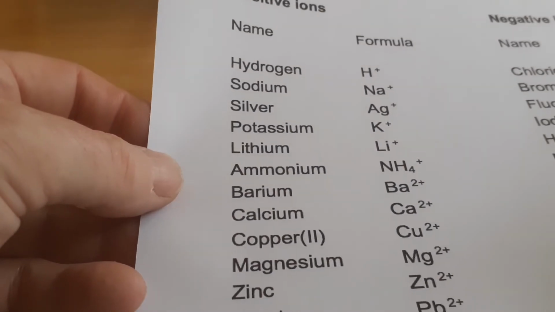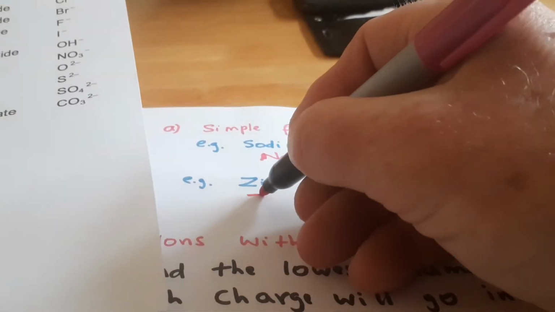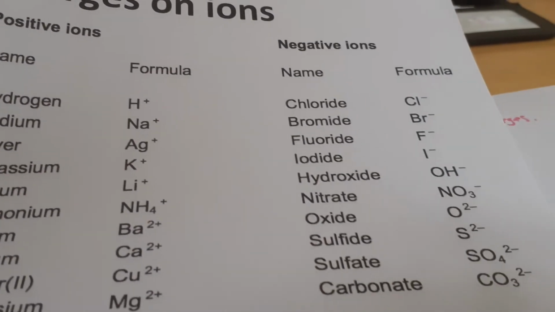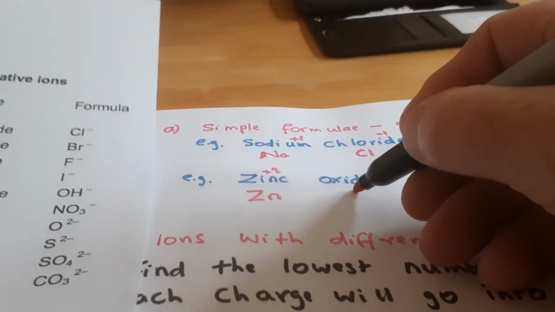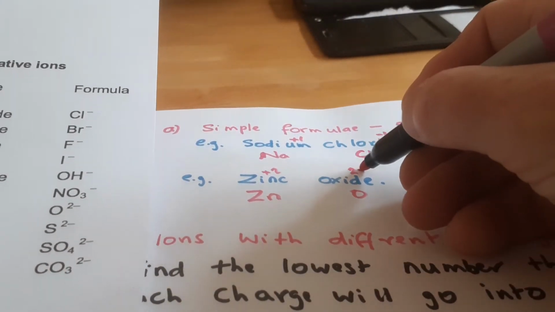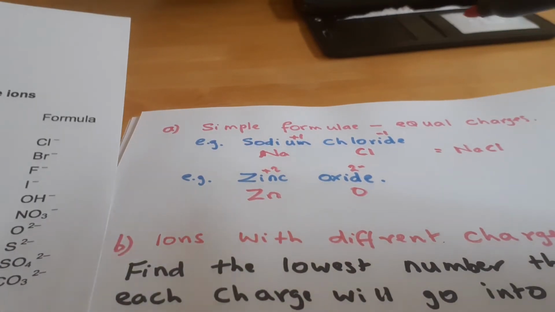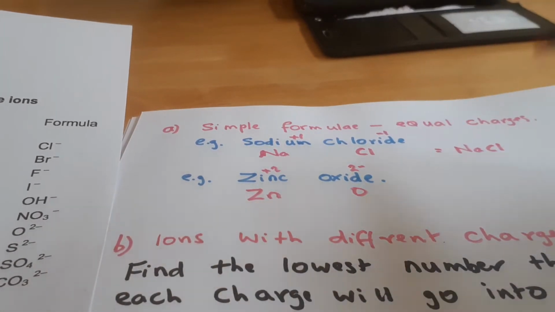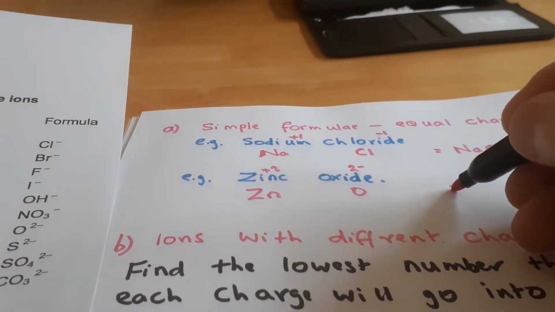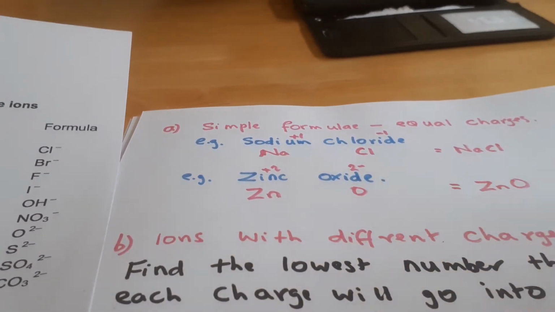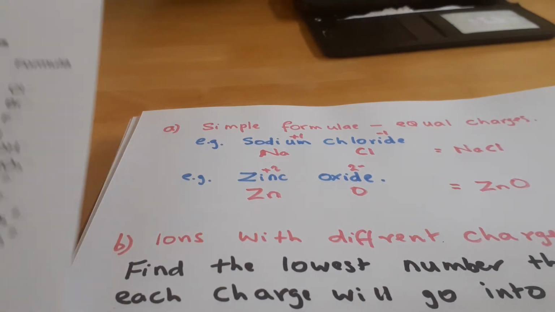Similarly, let's look at zinc oxide. Zinc is Zn and +2. Oxide, as you can see from here, is O and it's 2-. Now, again, because these charges are equal, they cancel each other out, so you just need 1 atom of zinc and 1 atom of oxygen. So the formula is ZnO.